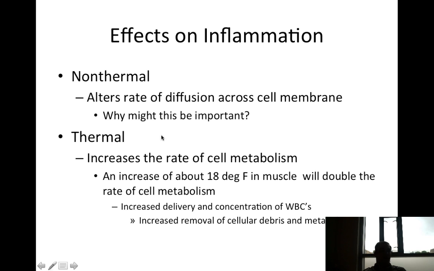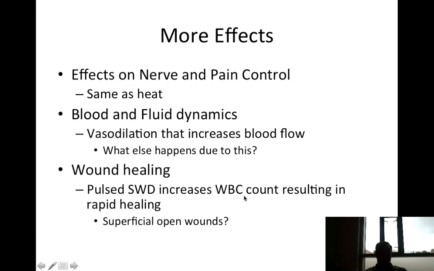It's in your book. Thermal effects increase the rate of cell metabolism. An increase of about 18 degrees Fahrenheit in the muscle will double the rate of cell metabolism. Why is that important? Big thing here, it increases the delivery and concentration of white blood cells. Remember, white blood cells remove cell debris and metabolic toxins. White blood cells are our friends. We like white blood cells. So maybe you want the thermal effect over the non-thermal.